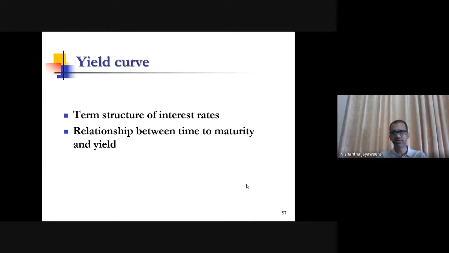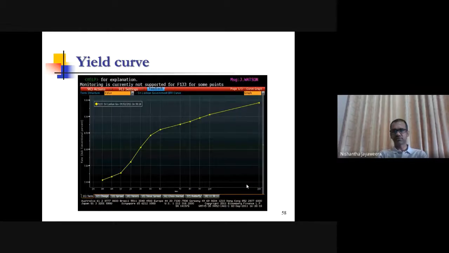Then we discussed the yield curve, the term structure of interest rates. The yield curve is the relationship between time to maturity and yield. So for different time maturities, what are the yields? That is what we call the yield curve. This is an example of a yield curve. On the x-axis, you can see different maturities: 1 month, 3 months, 6 months, likewise up to 15 years. And on the y-axis, you can see yield. What is the yield for 3 months maturity? What is the yield for 7-year maturity?